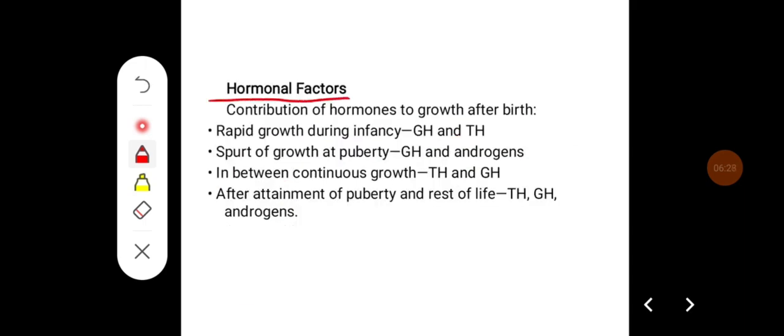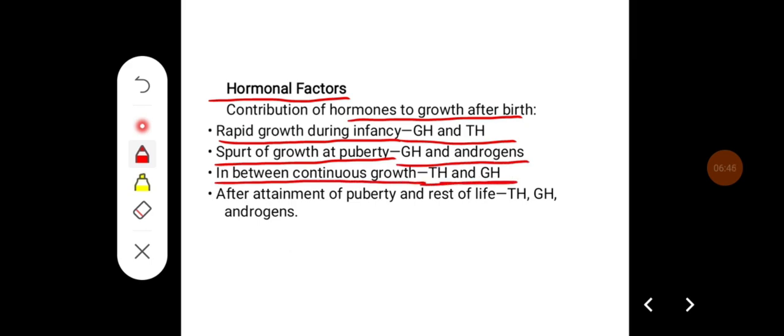Hormones play an important role in growth. The contribution of hormones to growth after birth, especially during rapid growth and during infancy, is mainly by growth hormone and thyroid hormone. During the spurt of growth at puberty, it is mainly by growth hormone and androgens. In between, for continuous growth, it is thyroid hormone and growth hormone. And after attainment of puberty and for the rest of life, thyroid hormone, growth hormone and androgen play an important role.